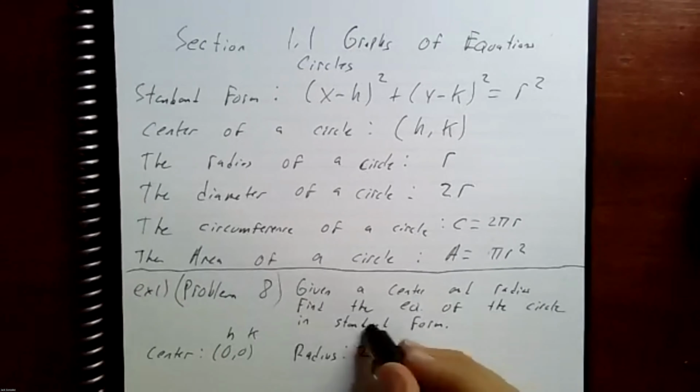Equation of a circle is x minus h squared plus y minus k squared equal to r squared. So this will be x minus 0 plus y minus 0 equal to 2 squared. So that's it. Nothing crazy, right? Any questions on example 1? You see that we're just using the formula up above, right? The standard form, basically.